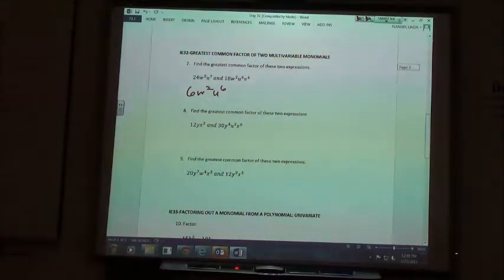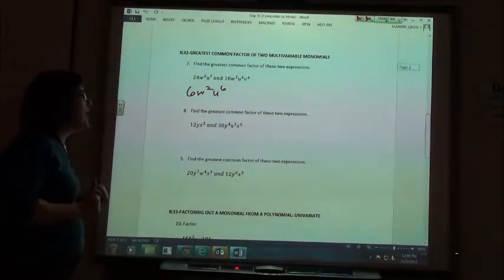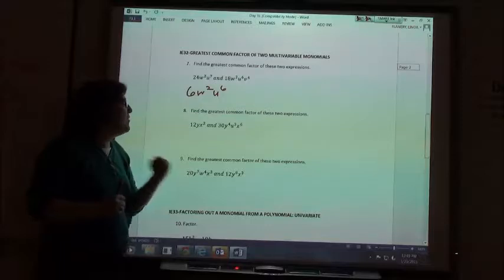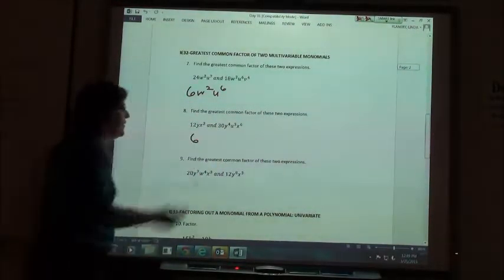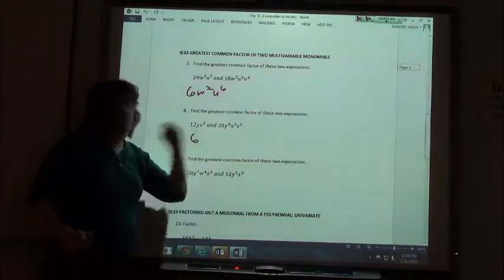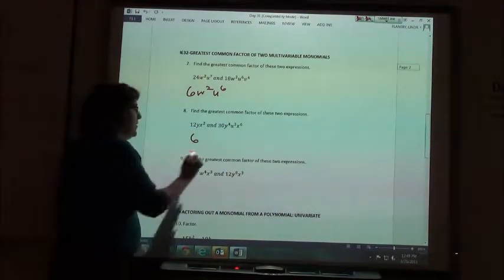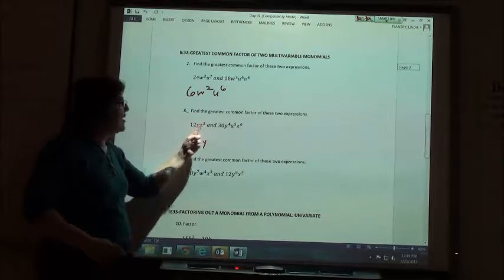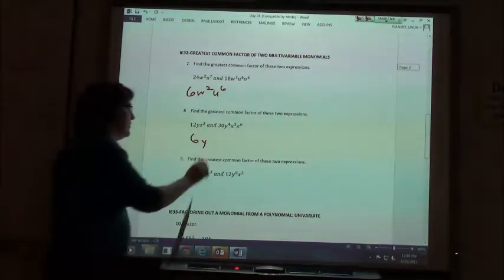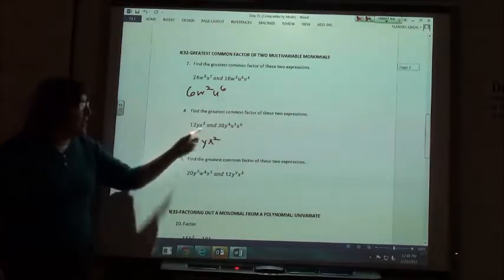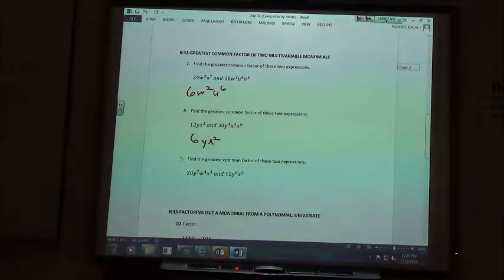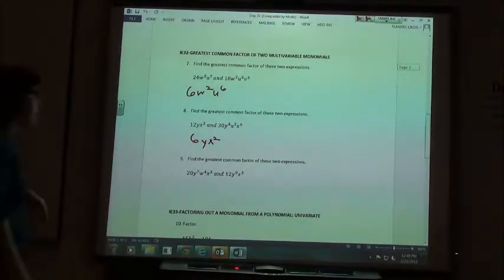So number 8, we have 12y x squared and 30y to the 4th u to the 3rd x to the 6th. My greatest common factor of 12 and 30 is 6. If I have a y and a y to the 4th, the y. If I have an x squared and an x to the 6th, the x squared. And again, even though that one has a u, the first one doesn't, so we can't include that because it's not common to both of them.